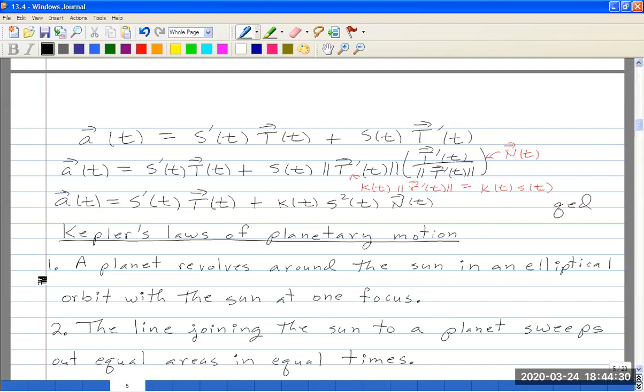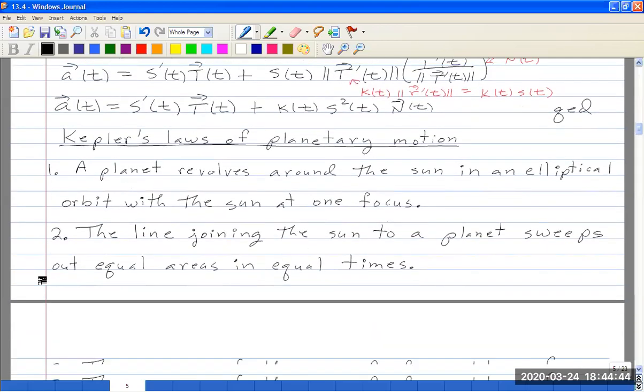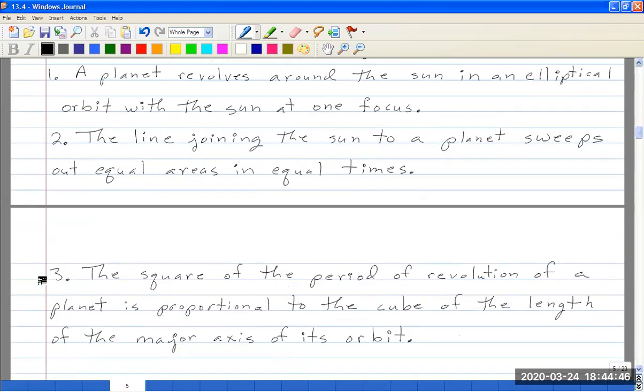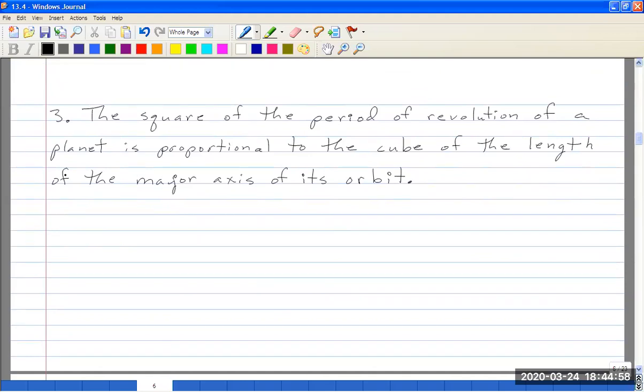So one, a planet revolves around the sun in an elliptical orbit with the sun at one focus. Two, the line joining the sun to a planet sweeps out equal areas in equal times. Three, the square of the period of revolution of a planet is proportional to the cube of the length of the major axis of its orbit. So let's show this. First, let's do the first one.